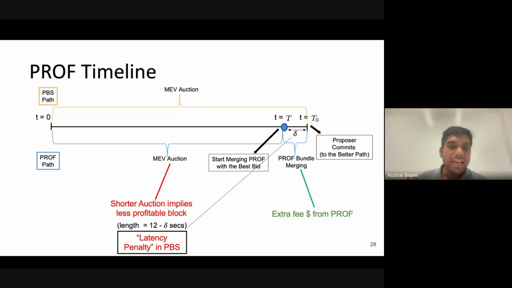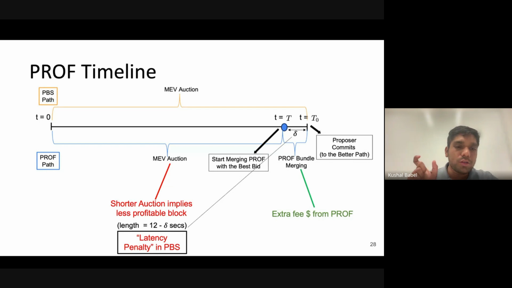And while you have the latency penalty from shorter auction, on the other hand, you have fee that's coming from the prof transactions. So you can already see that there's this break-even equation that's going on between the auction profits and the profits from the fee inside the prof transactions. So the inclusion of prof transactions, which means that the blue path is more profitable than the orange path, that critically depends on whether the fee from prof transactions are able to compensate for the latency penalty of appending the prof transactions.